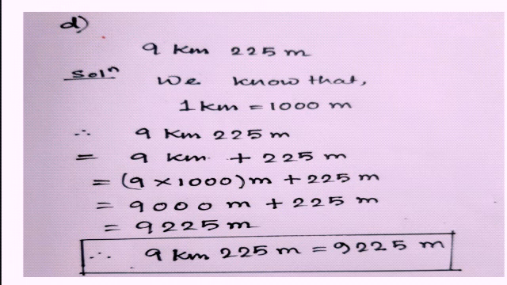And see what I have done here. But whenever you use any of these methods, if you write the wrong unit, your marks will be cut. So be careful, whenever you write, the unit should be correct. So we know that 1 km equals 1000 meter. Now we need to separate first, then convert, then add, and we will get the answer, that is 9225 meter.